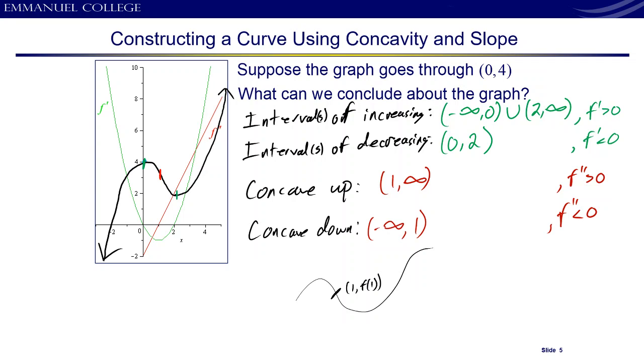Notice, I didn't have the function. The only thing I knew was the way its first and second derivative behaved. And I also knew that it went through the point 0, 4. So I had a little bit of information there.